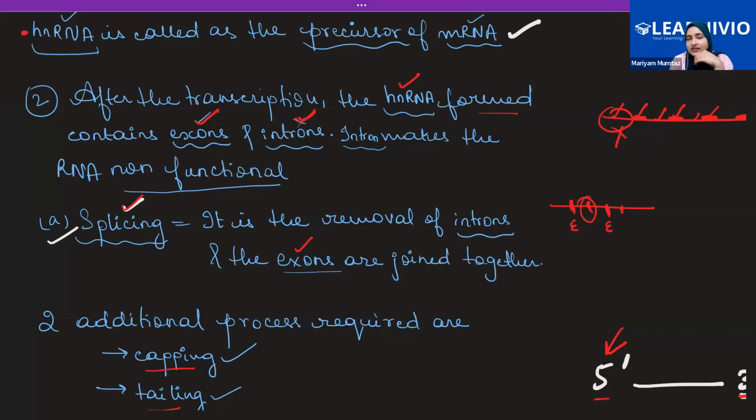So both kinds of sequences are present. The presence of intron makes the RNA non-functional. So we have to remove the intron and only the exons should be there. After the transcription is done, the first process that happens is called splicing, in which the introns are removed. All the non-functioning parts are removed from the RNA and the exons are joined.